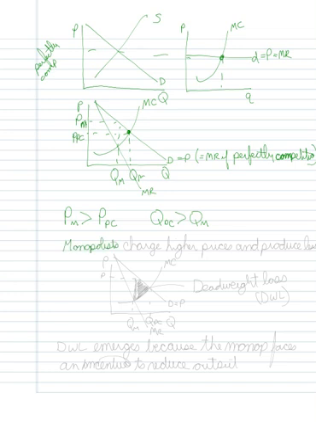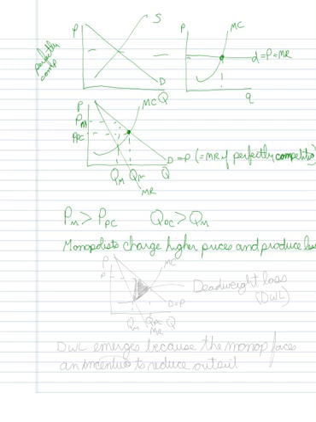What is our conclusion from this graph? Monopolists charge higher prices and produce less stuff. And we can see that right here, that the monopolists are charging higher prices and producing less.